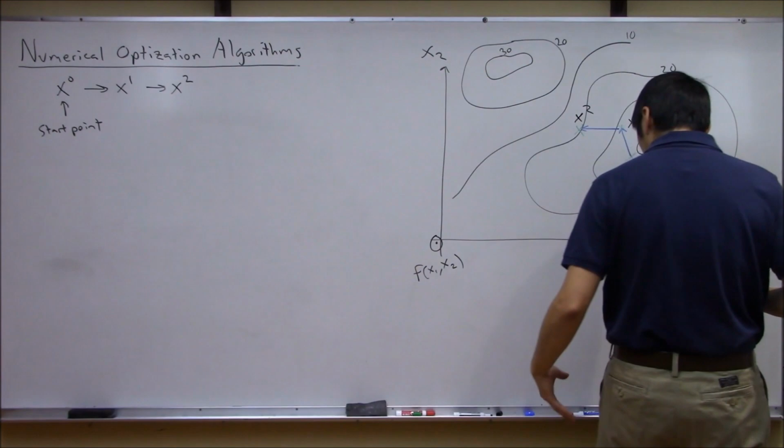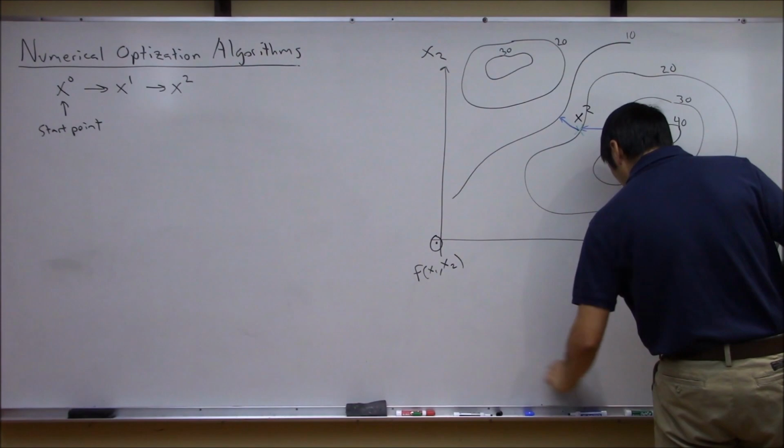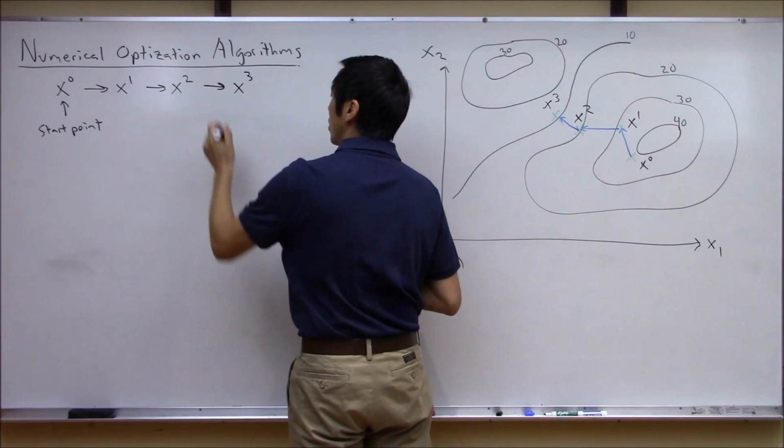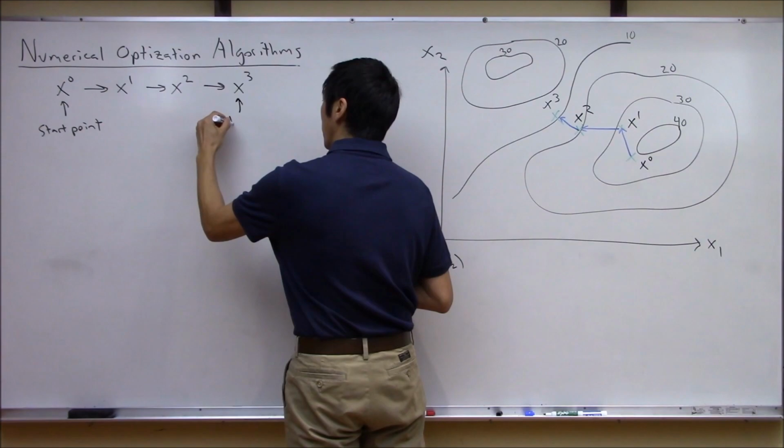You check some criteria, and if not, you just continue going like this. Maybe you reach some minima at x3, and then you stop, right? So hopefully the idea is you generate the sequence of decision vectors until you reach some local minima, and then you terminate this process.